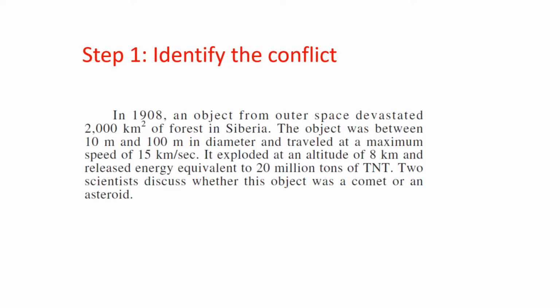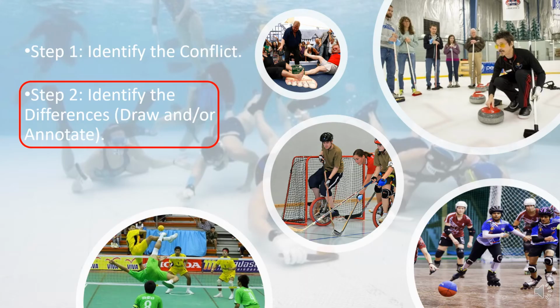So the conflict is usually the last sentence of the first paragraph. In this particular passage, it says, two scientists discuss whether the object was a comet or an asteroid. It's talking about an object that traveled through space in 1908 and caused some destruction, and whether it's a comet or an asteroid. That's it. That's the conflict. Step 2 is to identify the differences between the viewpoints.